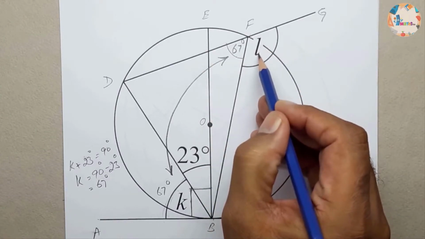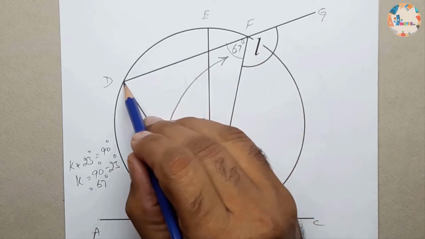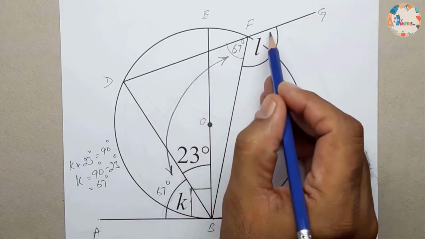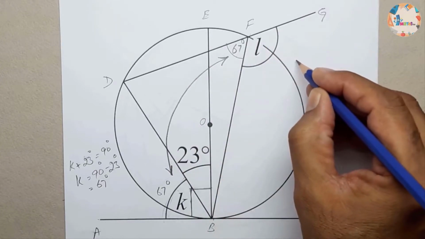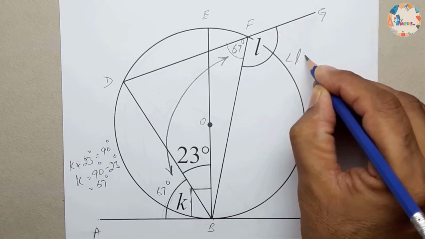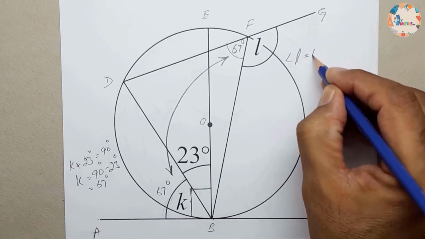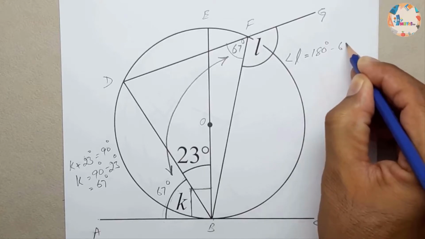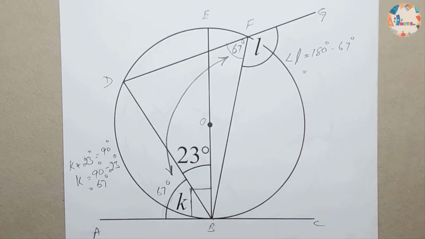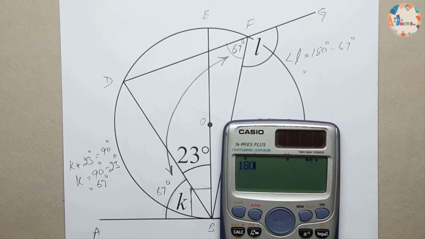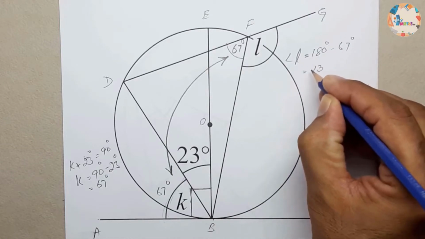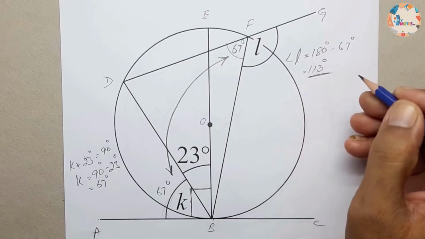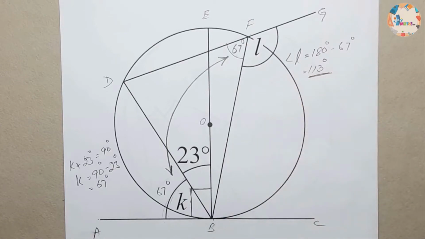Our target is basically to find L, and we know DFG is a straight line and the angle at a straight line is 180 degrees. So we can write angle L will be equal to 180 degrees minus 67 degrees, and 180 minus 67 is equal to 113. So we can mention here 113 degrees. So this will be our answer, 113 degrees.